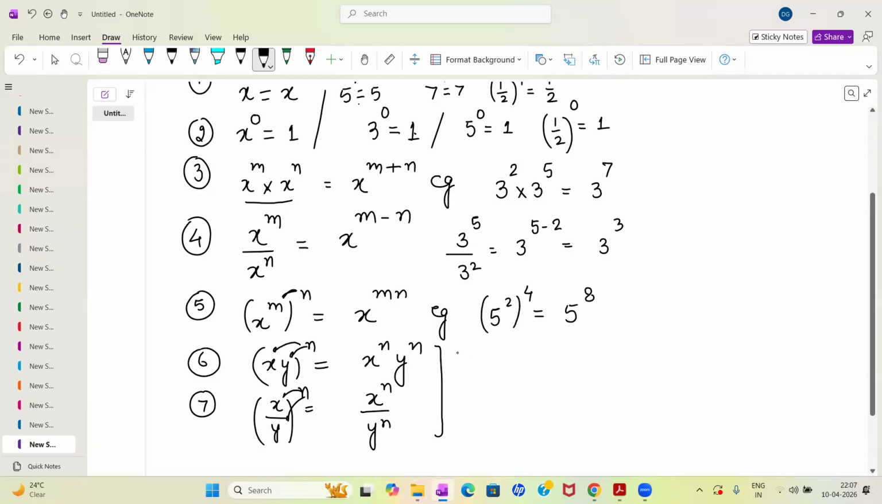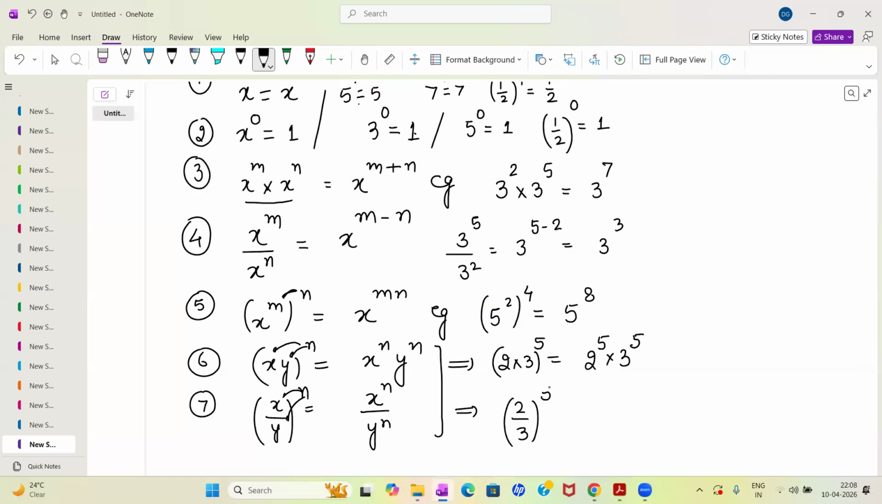If we take examples of these two laws, 2 into 3 to the whole power 5 can be written like 2 to the power 5 into 3 to the power 5, and 2 upon 3 to the whole power 5 can be written like 2 to the power 5 divided by 3 to the power 5.